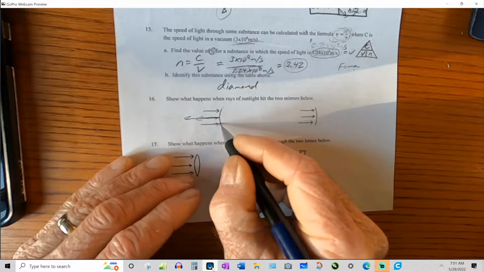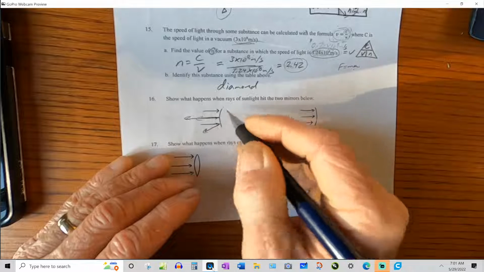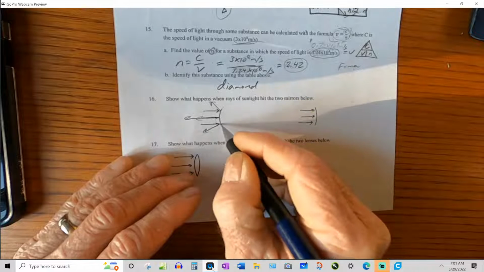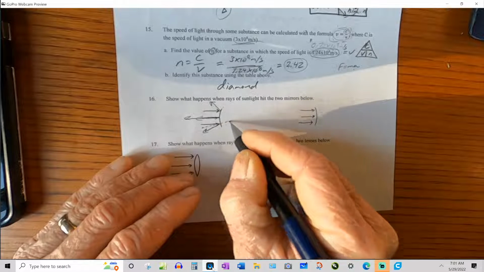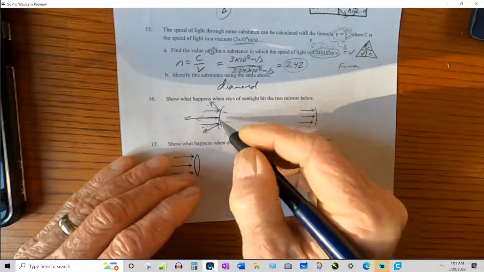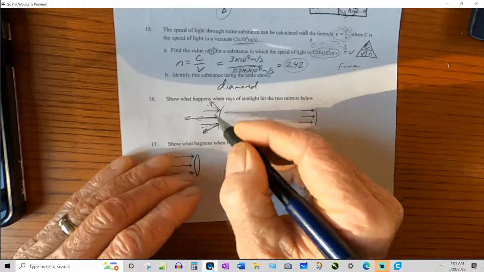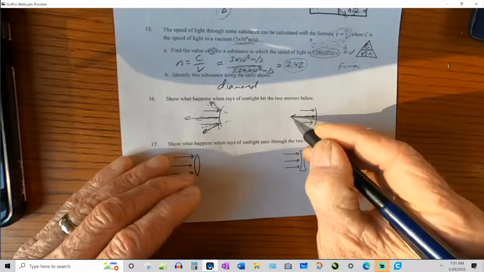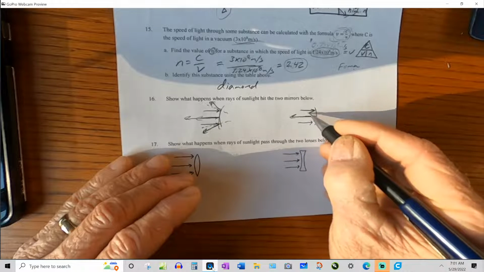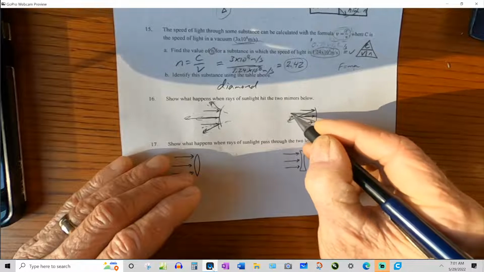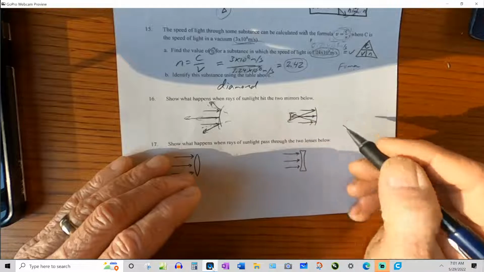This is going to hit here and bounce off like that. This is going to hit here and bounce off like that. And if you wanted to, you could draw the normal in between there. But this is going to make rays diverge. And this is going to do the opposite. This one will go straight back. This one is going to bounce this way. This one's going to bounce that way. It's going to make them converge.